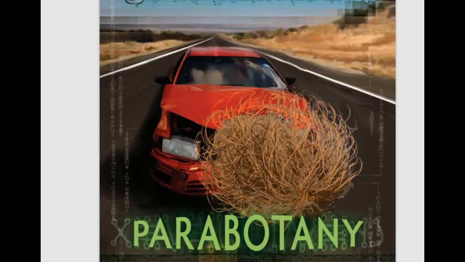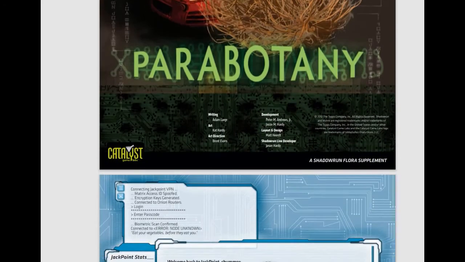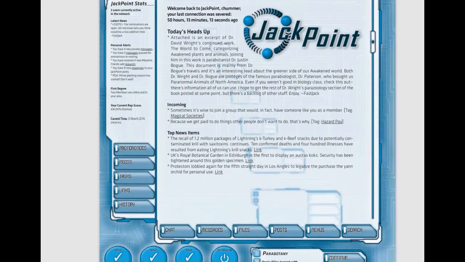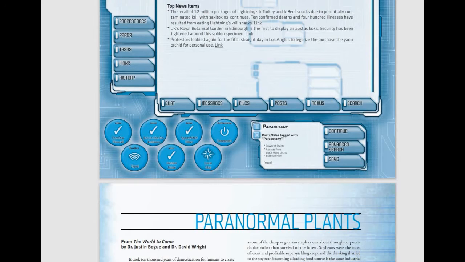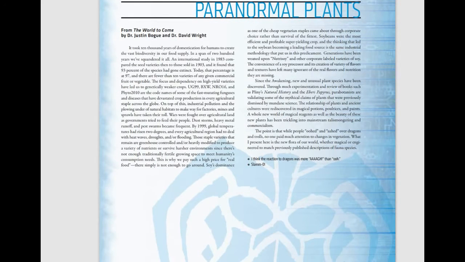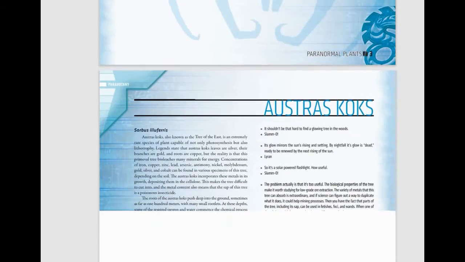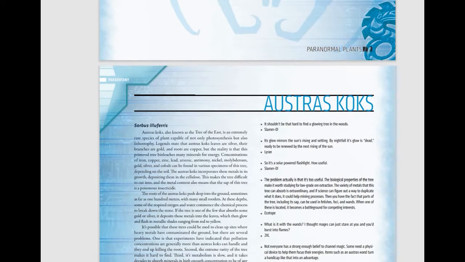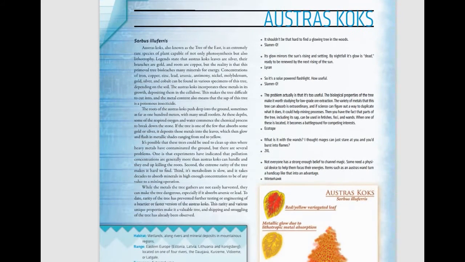So what's Parabotany? Well, Parabotany is a little book. It's about 51 pages long, roughly. And it is paranormal plants, information on paranormal plants. That's all it is. You wouldn't think there would be a whole lot of information on that, but yeah, there's a lot of crap in this book. I mean, it is really extensive.